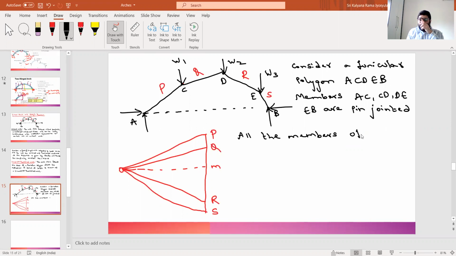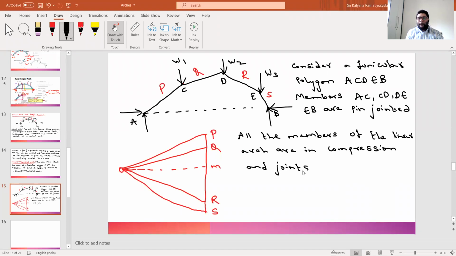All the members of the linear arch are in compression, and it follows the equilibrium condition, and its joints must be in equilibrium, isn't it? The moment we say pin jointed, the joint must be in equilibrium. So what is the equilibrium condition? The sum of all horizontal and vertical forces should be equal to 0.